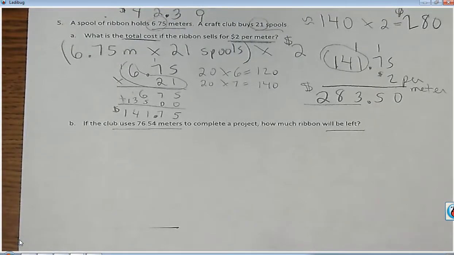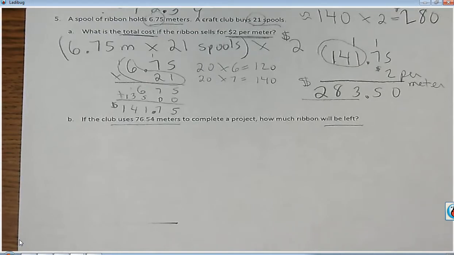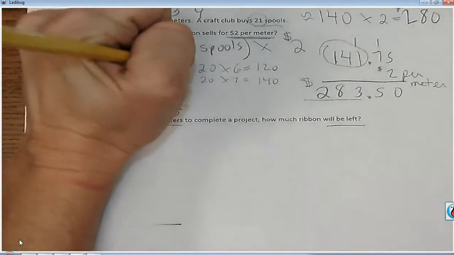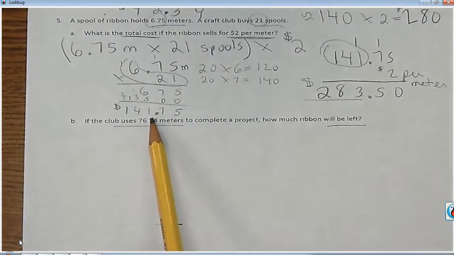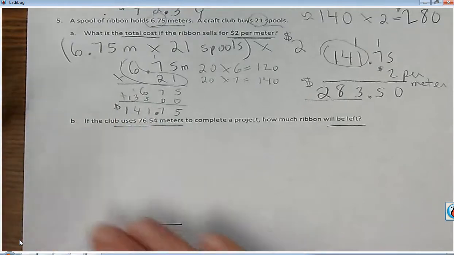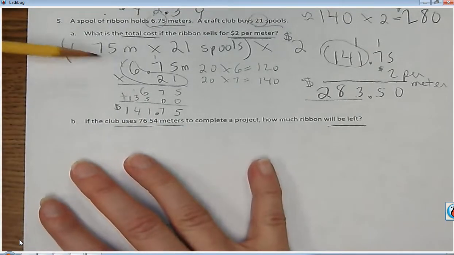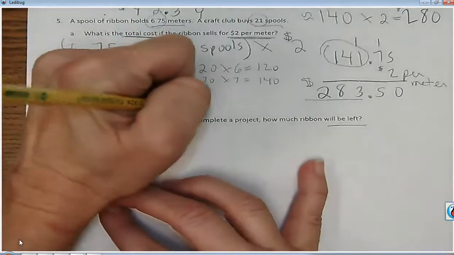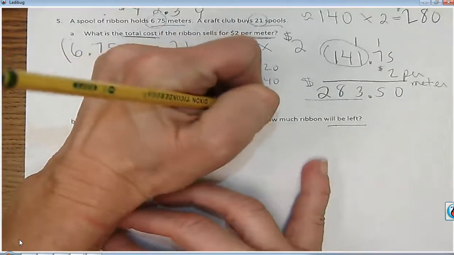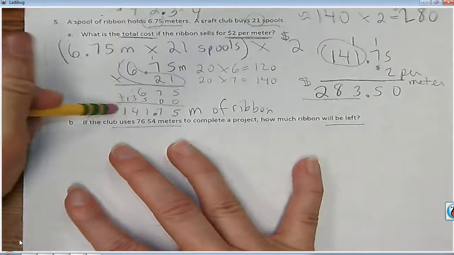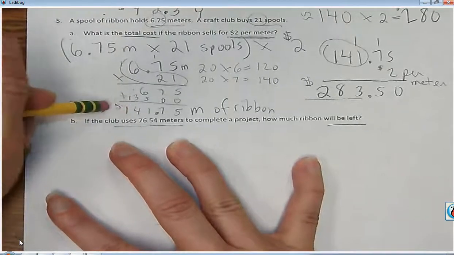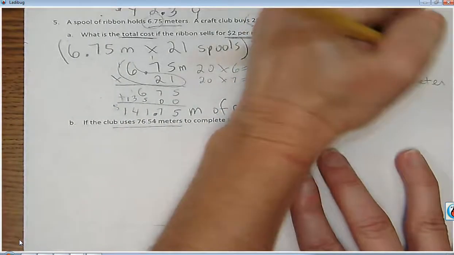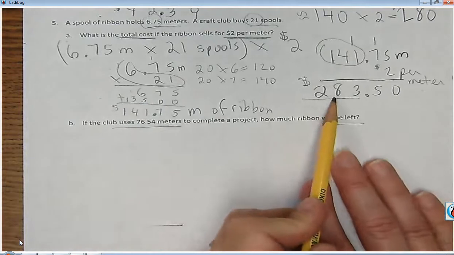So guess what I just realized because I was rushing, and this is why we don't want to rush. This amount is meters, and I did not label that. So when I was done, I came up with this and I put a dollar sign like it was money. But this is your meters times 21 spools should tell you how many meters of ribbon you have. So actually, that should not be money. I knew that didn't feel quite right. Something felt kind of weird about that. So those are my meters. Times $2 gave me my dollars.